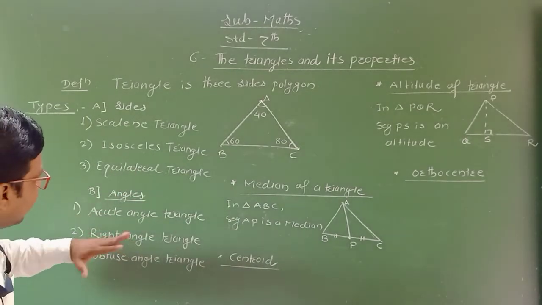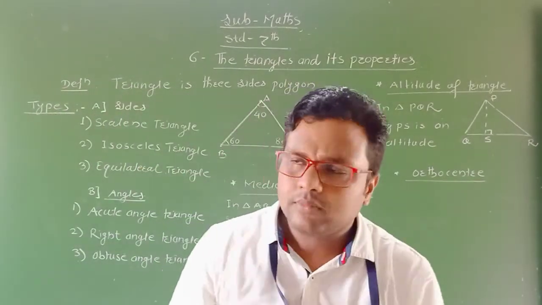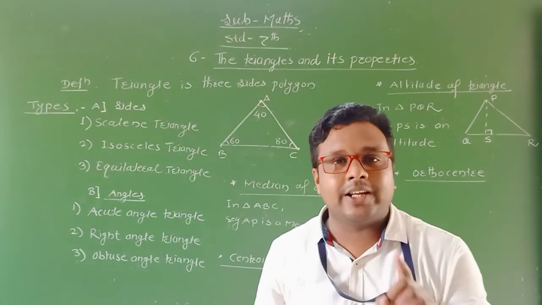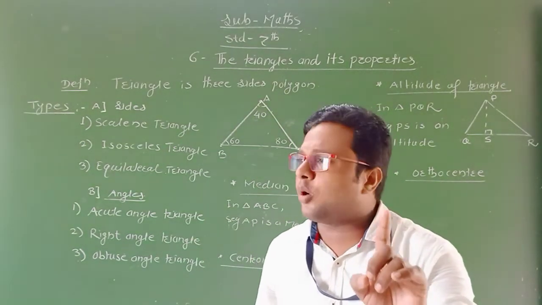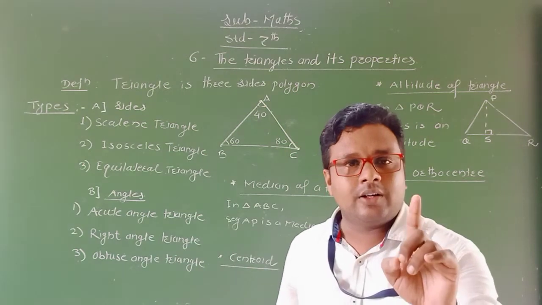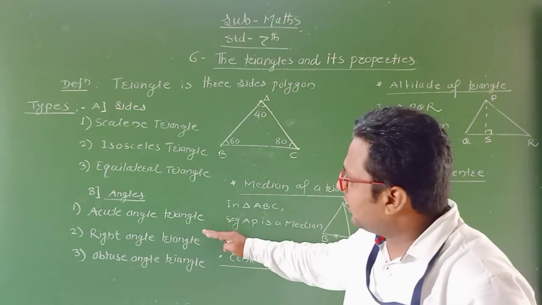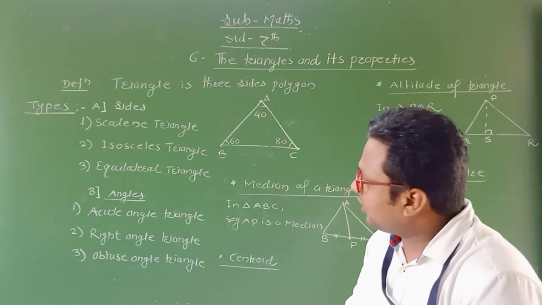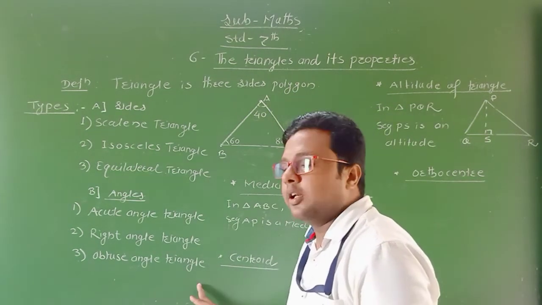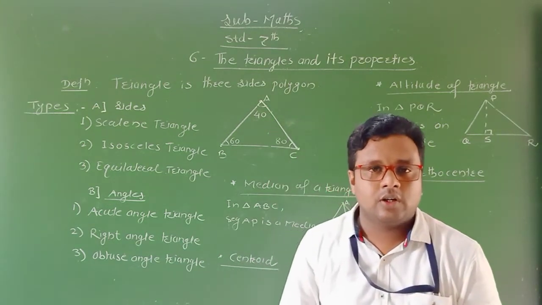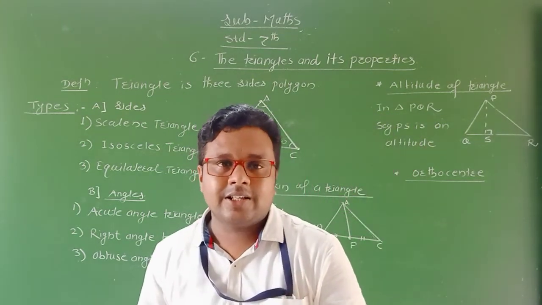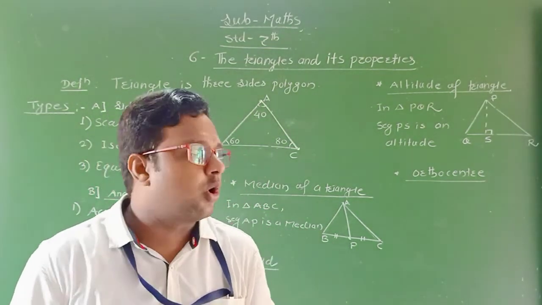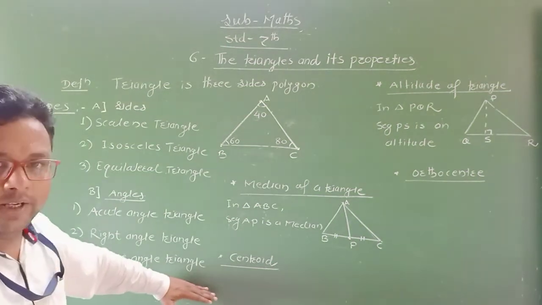Then second type is what? Right angle triangle. The triangle in which one angle, not all the three angles. If one of the angle of the triangle is 90 degree or right angle, then that triangle is called a right angle triangle. And third type is obtuse angle triangle. The triangle in which one of the angle is greater than 90 degree or the obtuse angle, then that triangle is called a obtuse angle triangle.